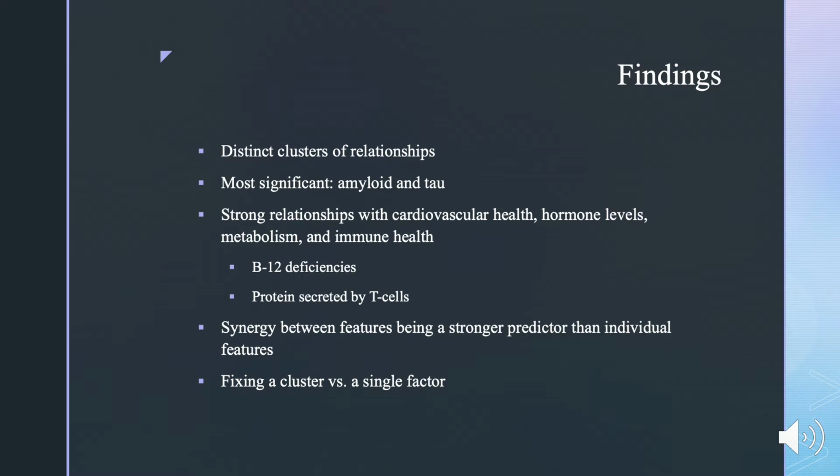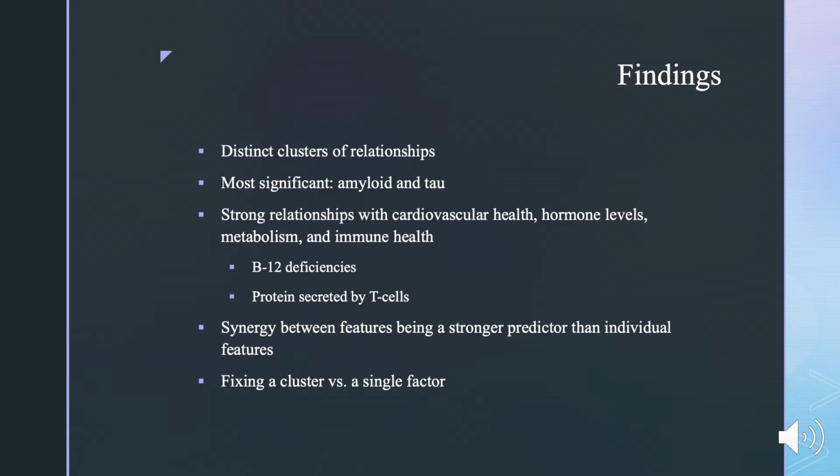Although they found amyloid and tau to be the most significant, they also found that there are strong relationships with cardiovascular health, hormone levels, metabolism, and immune health. The article further mentioned that vitamin B12, which is important for cardiovascular health, can cause cardiovascular disease in someone who is chronically deficient in it. This addition to the article strengthened their finding because roughly 40% of the U.S. population is B12 deficient, therefore showing how it can be one of the many factors involved in developing Alzheimer's disease.